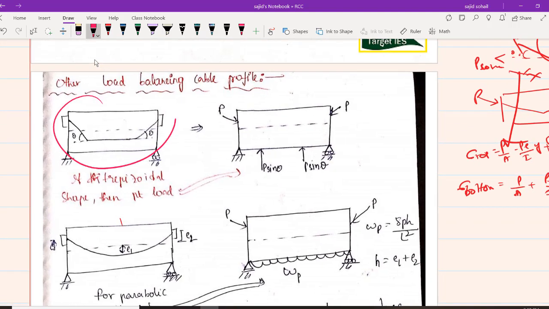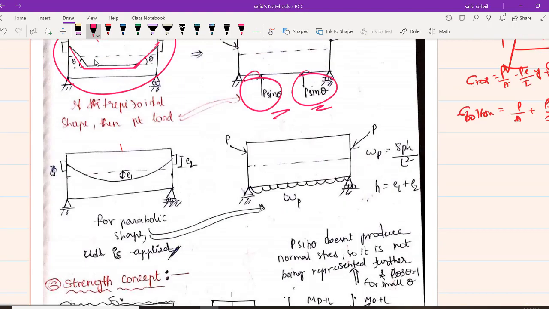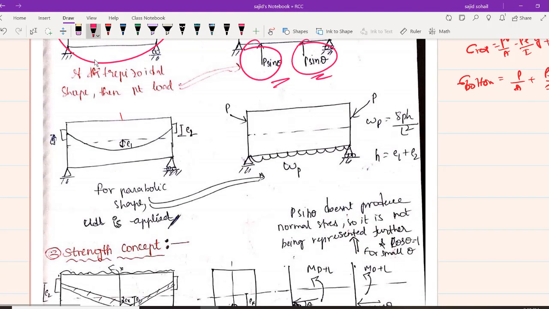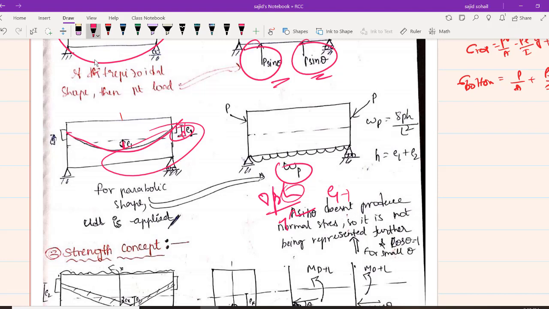Similarly, if there are other profiles, something like this, I told you already, it is equal to the upward force acting, P sin theta and P sin theta. And if you have a parabolic shape, something like this, let us say this is E1 and this is E2, then your upward force acting is 8PH by L square, which I have just derived, where H is E1 plus E2.